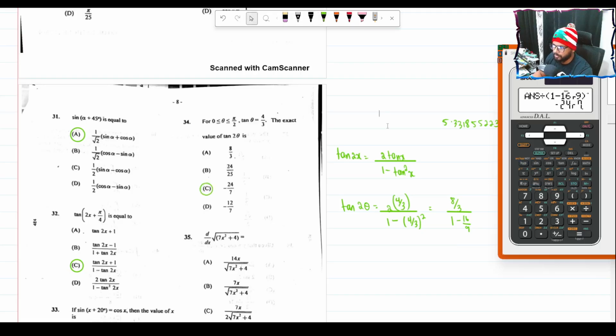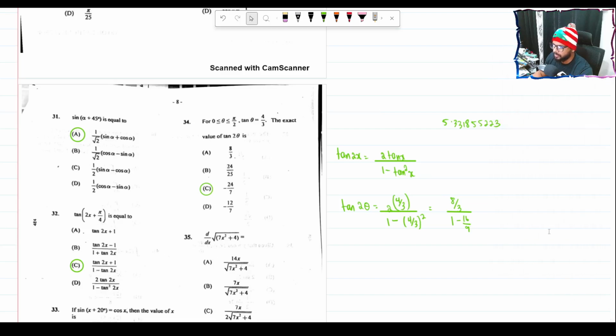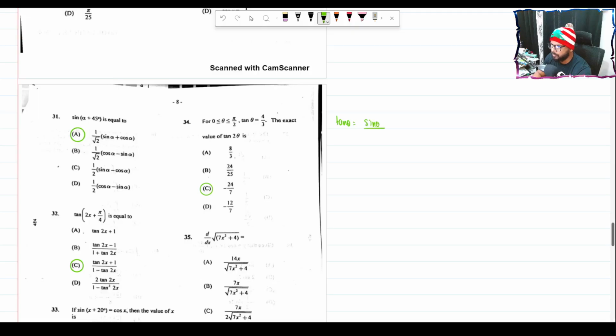Now the next way we could have done this, in the event that we forget the double angle formula for tan, like what happened just now: we know that tan theta is equal to sine theta over cosine theta. 4 looks like the sine theta, 3 looks like the cosine theta. So I could say that sine theta is 4 and cosine theta is 3. But nah, that ain't gonna work. The triangle will work harder here.